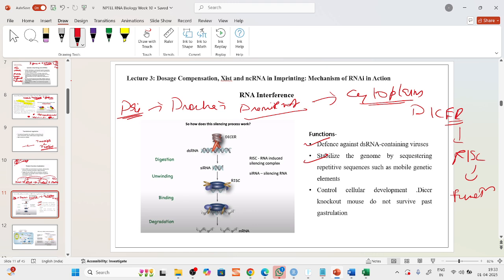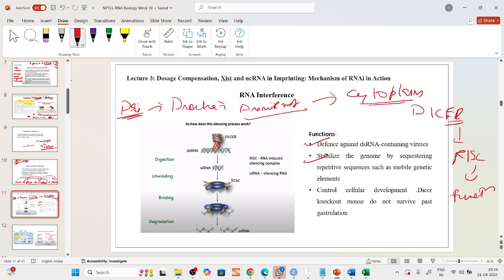Can you name any one mobile genetic element? Any mobile genetic element that you remember? The mobile genetic element is transposons, that we have already studied.